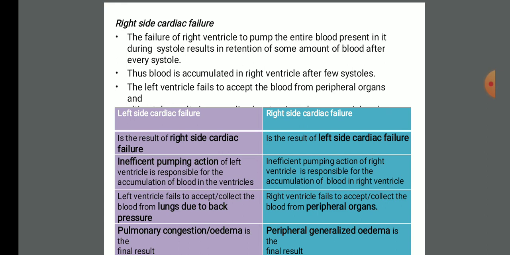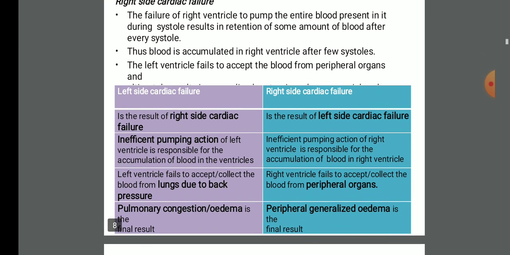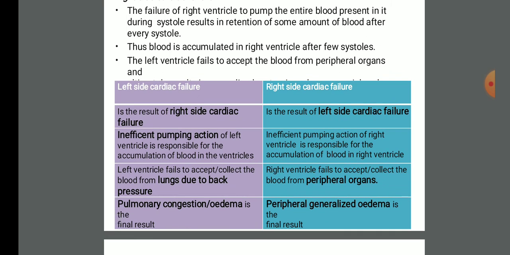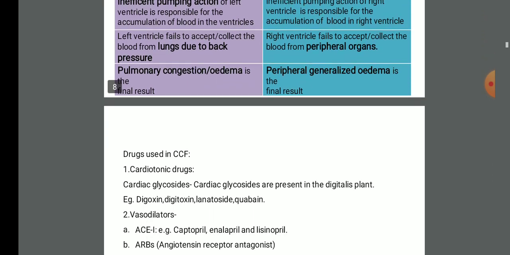In right side cardiac failure, inefficient pumping action of the right ventricle is responsible for the accumulation of blood in the right ventricle. In left side cardiac failure, the left ventricle fails to accept or collect the blood from the lungs due to back pressure. In right side cardiac failure, the right ventricle fails to accept or collect the blood from peripheral organs. Pulmonary edema or pulmonary congestion is the final result in left side cardiac failure. Peripheral generalized edema is the final result in right side cardiac failure.